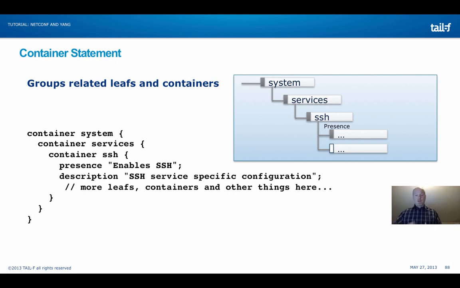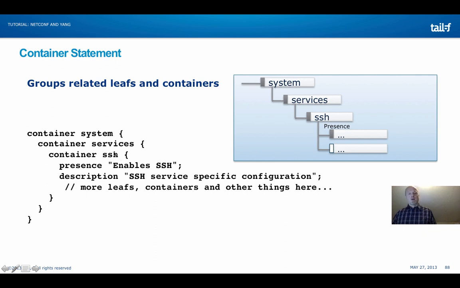Okay, so we've worked from type definitions. Now we've seen how to define actual configurables or read-only operational data with specific types. How do you then put that into trees? And that is containers. I have a container system, which has a container services, which has a container SSH. And I can put leaves down here in the SSH container. So that's how you build a tree. You build a data model tree by using containers. And these first two containers here, system and services, that's nothing you manipulate from a management system.